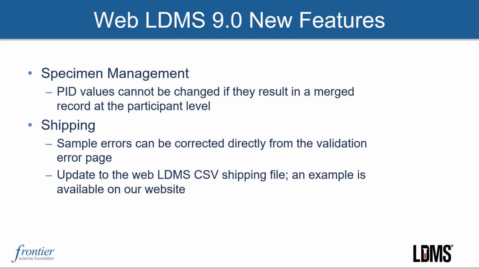In the shipping module, if you have outgoing shipments and there are errors with the specimens, you can now correct those from the validation error page. So it will list all the specimens that have an error, and you can then correct those samples. There is a text file that is created within Web LDMS, our Web LDMS CSV shipping file. We also use that to bulk import samples into a database. Now, there is an updated version of that, and that is available on the website.